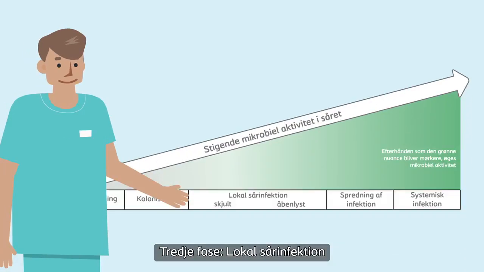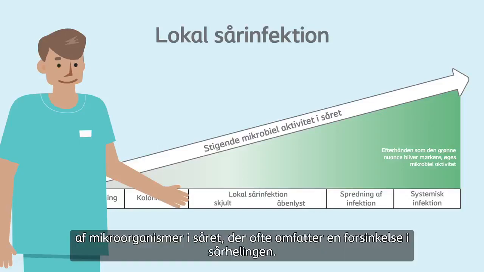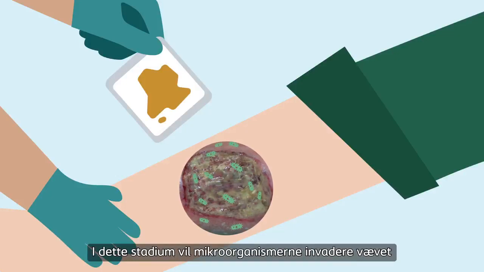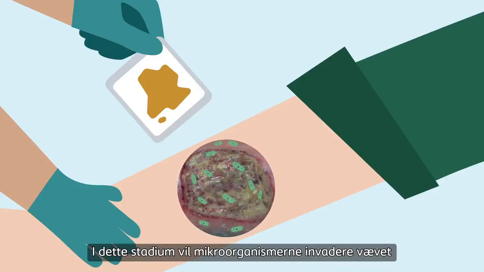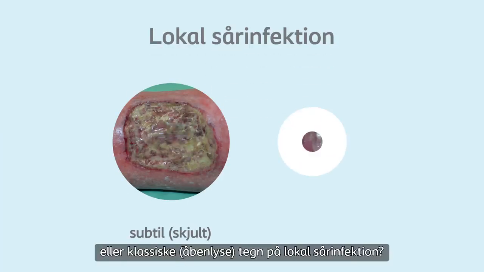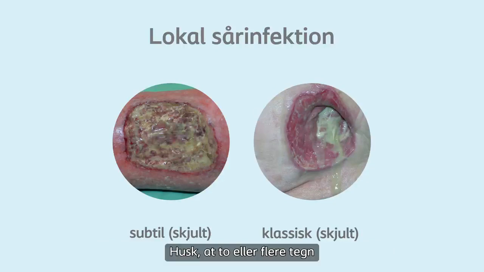Third stage, local wound infection. This stage is characterized by the presence and proliferation of microorganisms within the wound that often include a delay in wound healing. Local infection is contained within the wound and the immediate peri-wound region. In this stage, the microorganisms will invade the tissue and the person's immune system will respond to that. Ask yourself, do you see subtle or classic signs of local wound infection? Remember that any 2 or more signs indicate local infection.